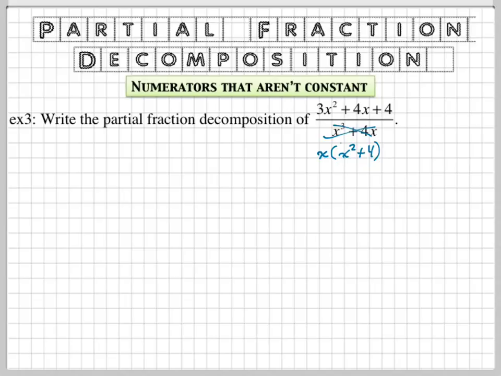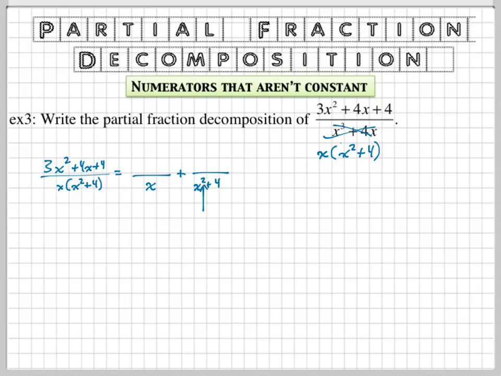Okay, so this is what your answer is going to look like. You're going to have 3x squared plus 4x plus 4 over the factored denominator here. And then when we split it apart, it's going to look like this. There's going to be 2. One of them's going to have an x, one of them's going to have an x squared plus 4.